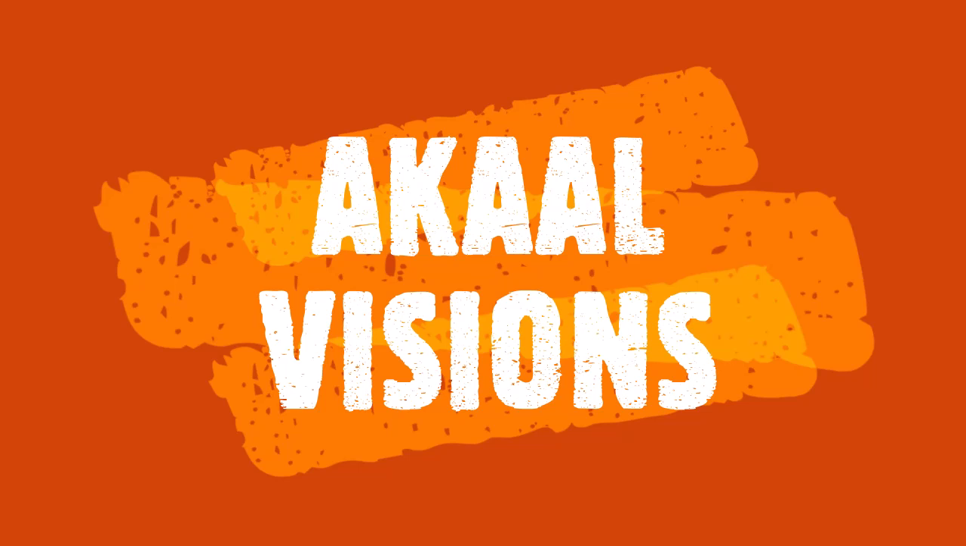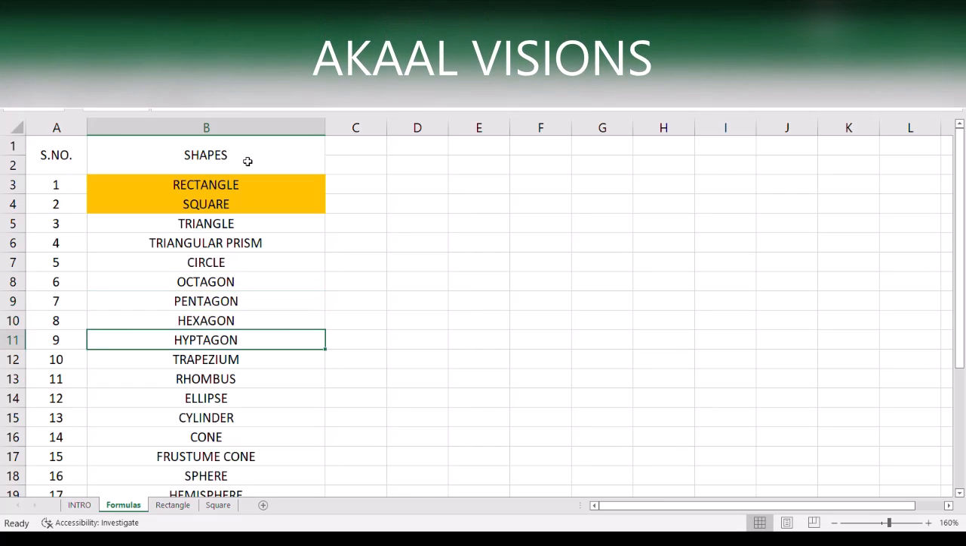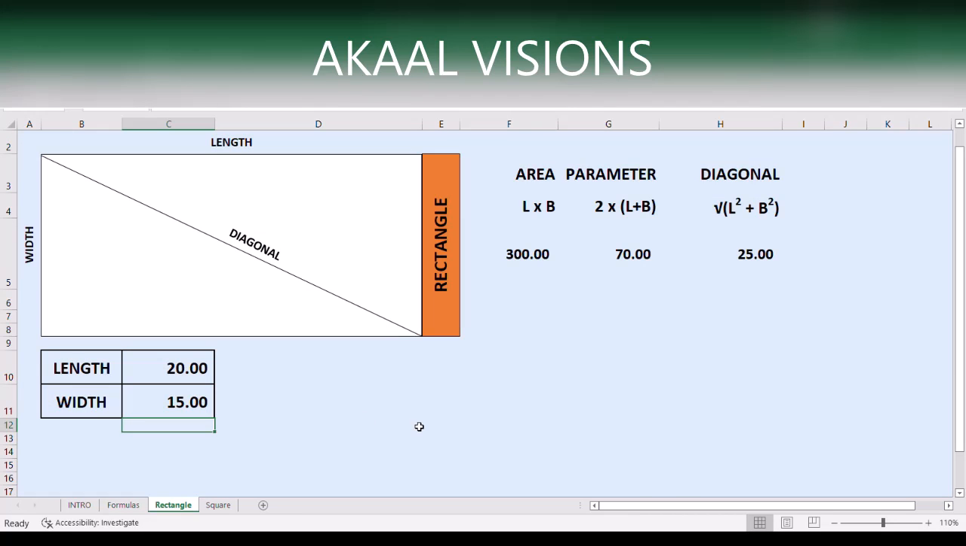These videos are for students who are facing problems learning and understanding mathematics formulas. Here you can see the list of shapes for which we need the calculations. Basic calculations are area and perimeter.